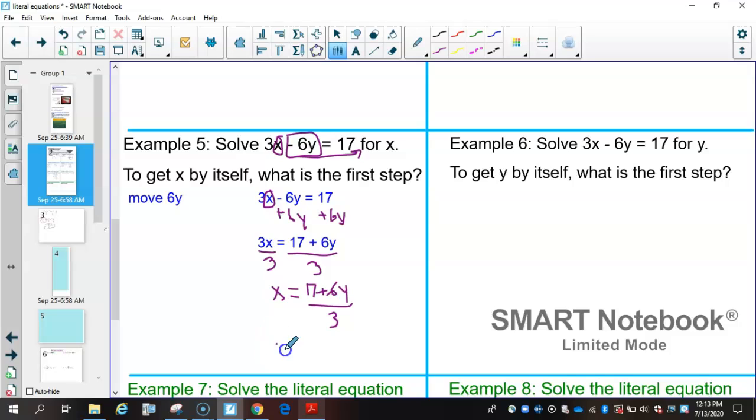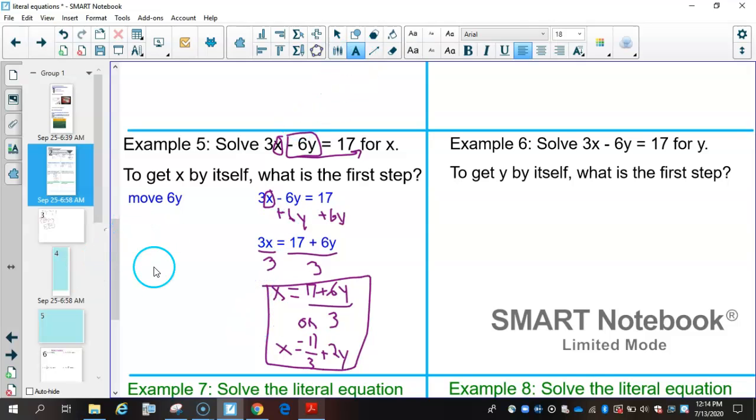So I'm going to go ahead and write out the other answer we found. X equals 17 over 3 plus 2y. So both of these are correct answers. And I'm going to start one of the double checks. I might need to do the second double check on the other side.